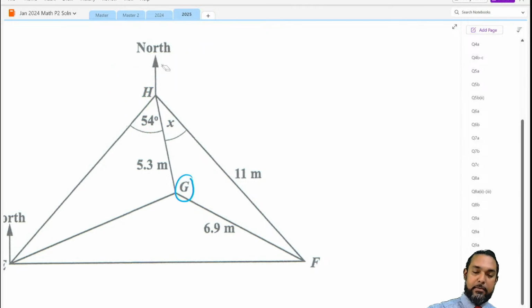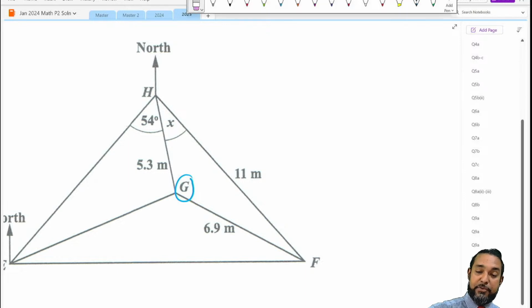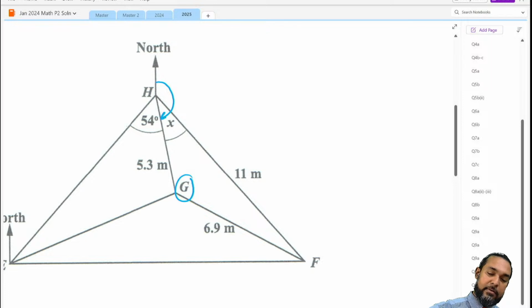Let me see again. So they want the bearing of G from H. That's that angle there.